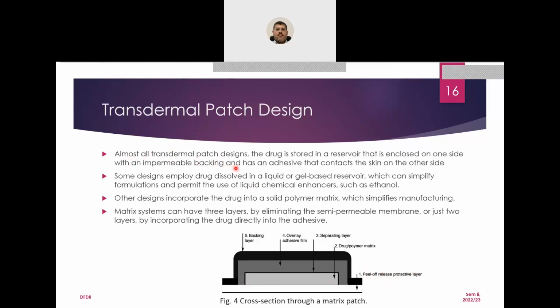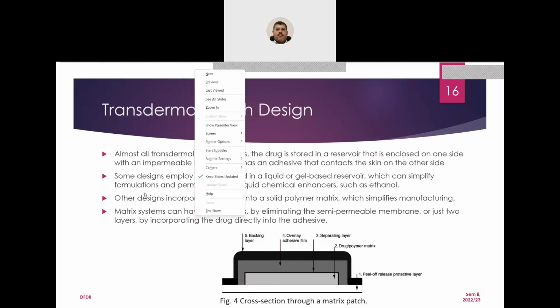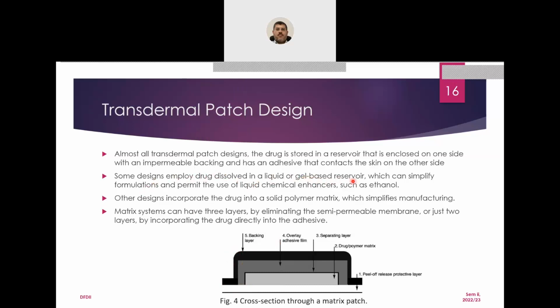So almost all transdermal patch designs have this basic design containing four layers. You have a drug stored in a reservoir. So one compartment is the reservoir containing the drug polymer matrix. From one side, you may also have an impermeable membrane backing, and there is adhesive on the other side. Some designs employ drug dissolved in a liquid or gel-based reservoir. Some others have a solid polymer matrix containing the drug. So you may have it in a liquid, semi-solid, or solid form when it comes to the drug reservoir or the drug polymer matrix.